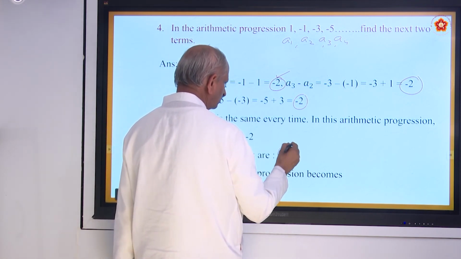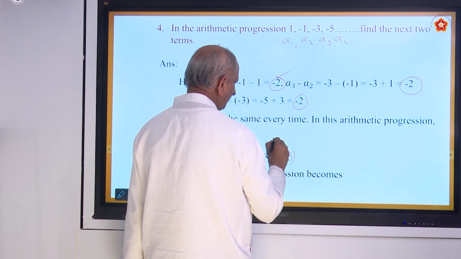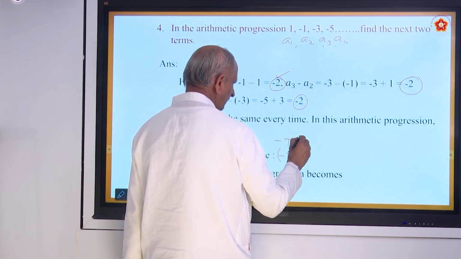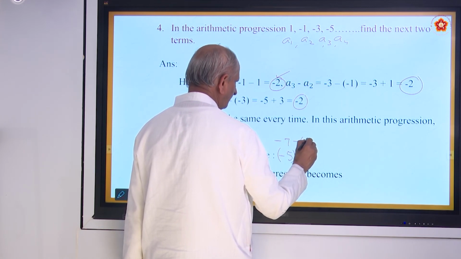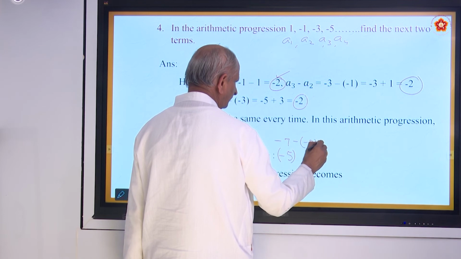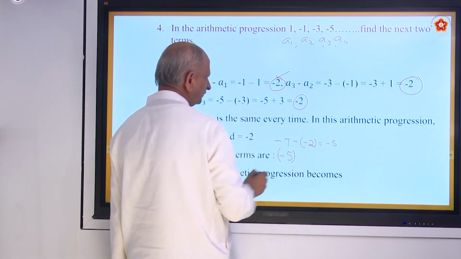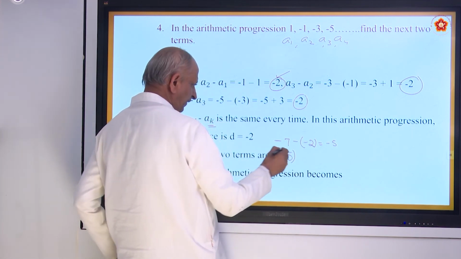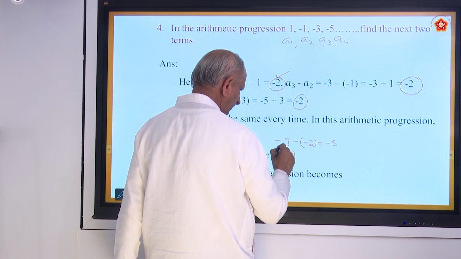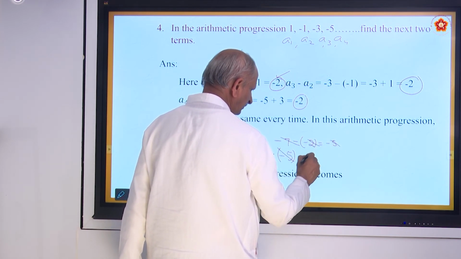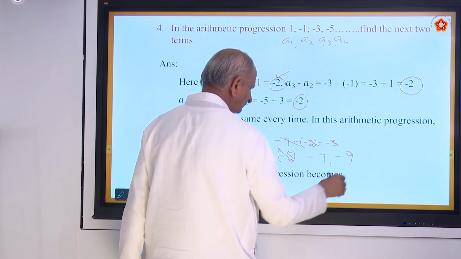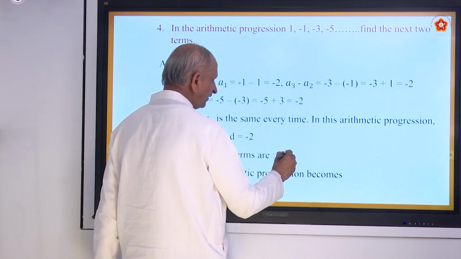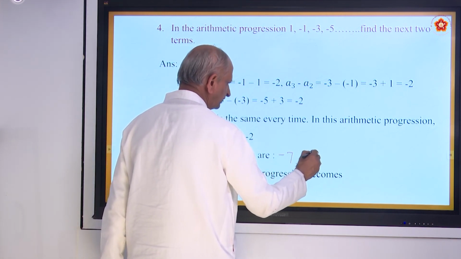Before minus 5 you have minus 7, then minus of minus 2 becomes minus 5, is it not? So, minus 2 should be there. So, the next term becomes minus 7, one term is minus 7, another term is minus 9. They are the two terms. So, minus 7 and then minus 9.